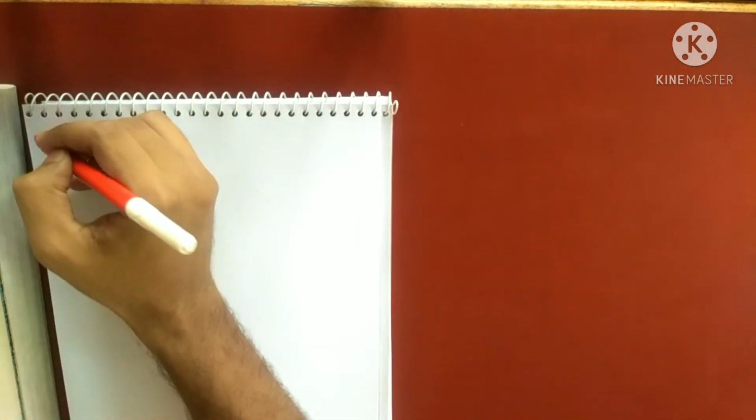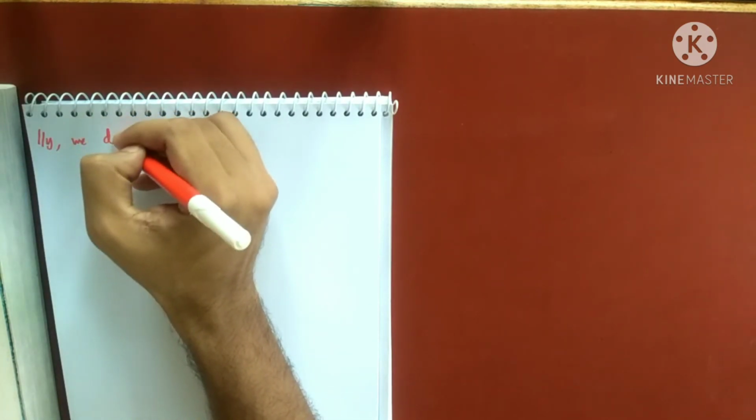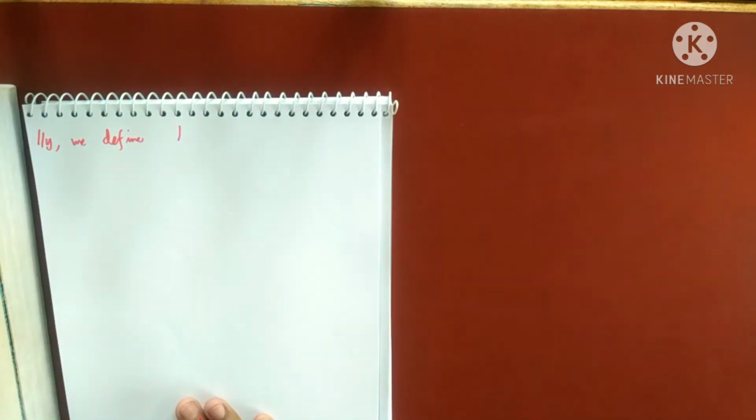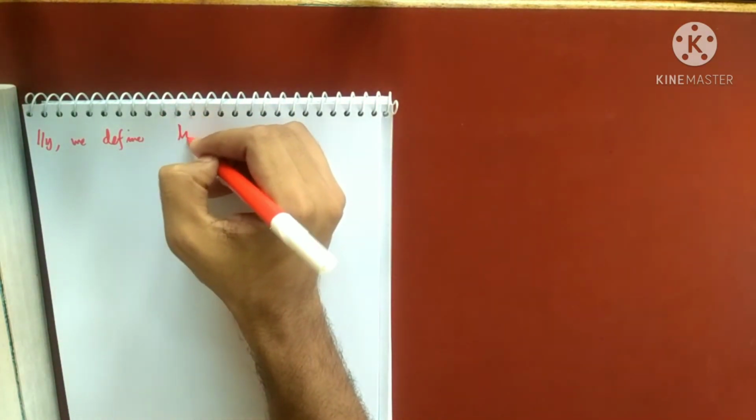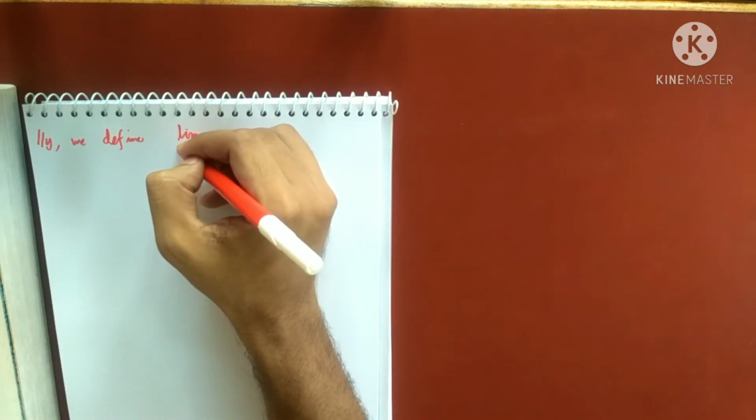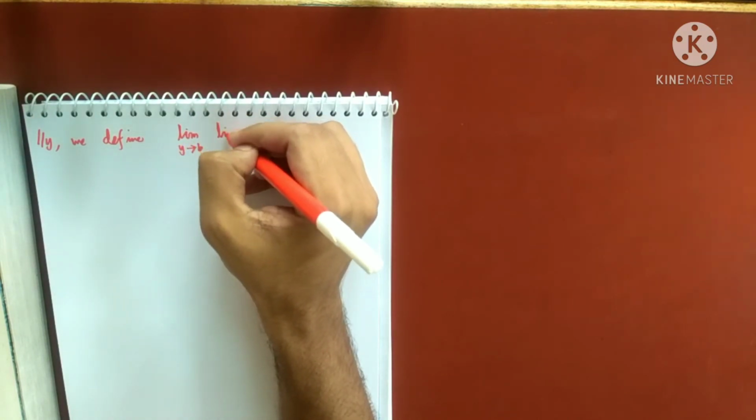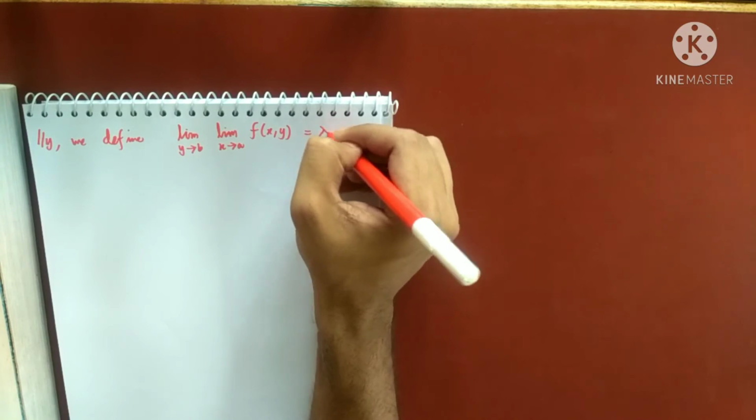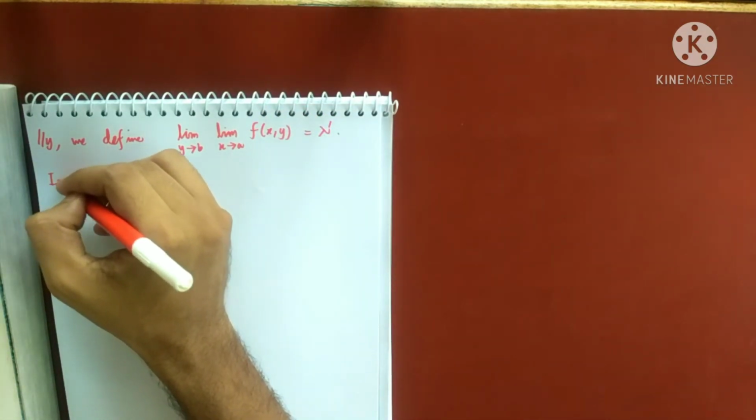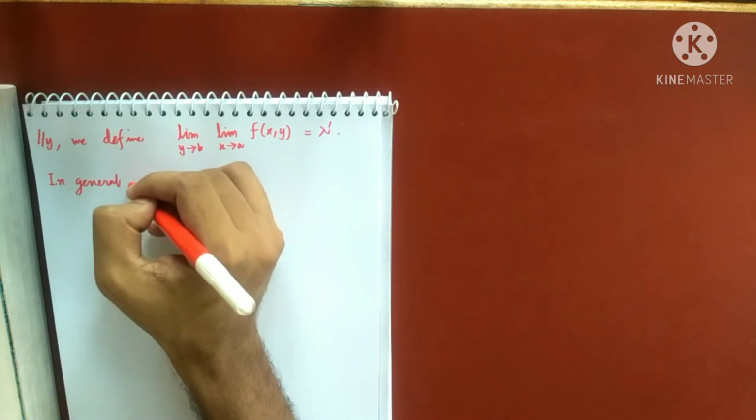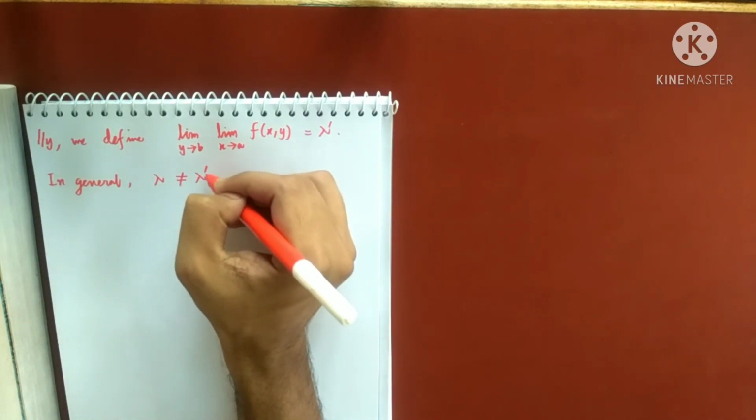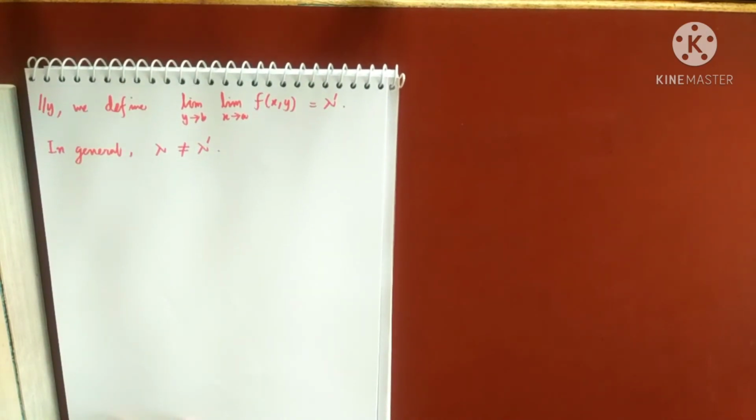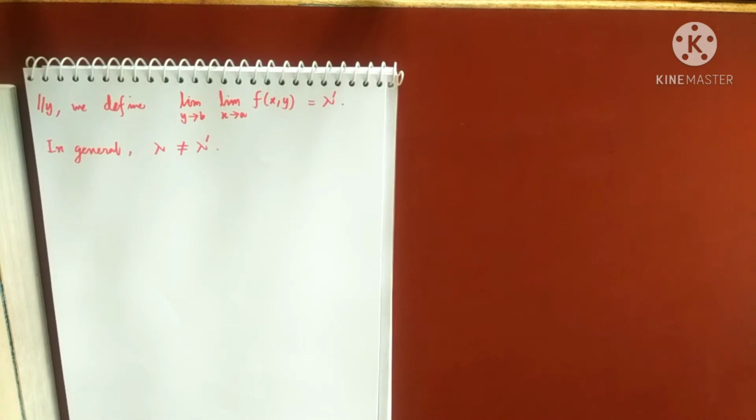So similarly, we define. This time, there I have taken y first, here I'll take x first. So y tends to b, limit x tends to a, f of x comma y. Suppose this is coming as lambda dashed. In general, lambda may not be equal to lambda dashed. We'll see some examples, don't worry about this.